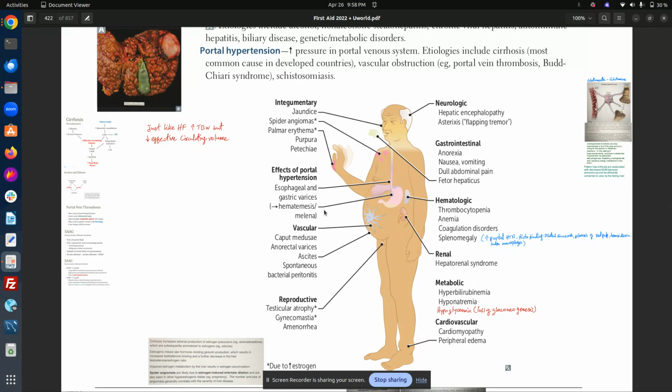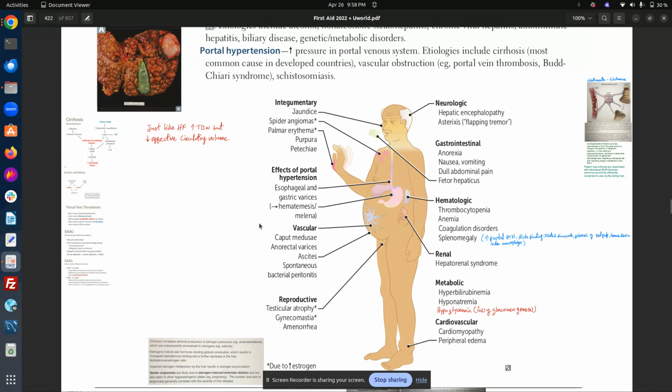Now let's talk about the effects of portal hypertension. When there is portal hypertension, the blood will flow backwards. That leads to esophageal and gastric varices, and that leads to hematemesis and melena. It can also lead to anorectal varices. Portal hypertension can lead to ascites. Eventually, it leads to spontaneous bacterial peritonitis. And then caput medusae. These are the effects of portal hypertension.